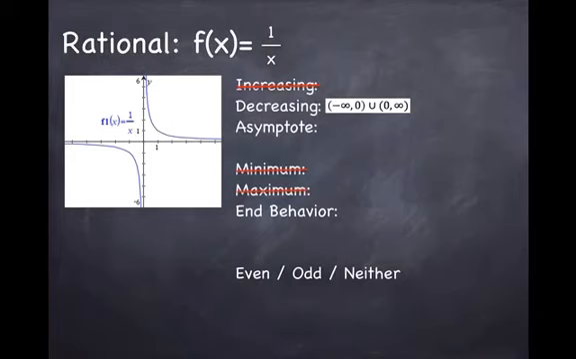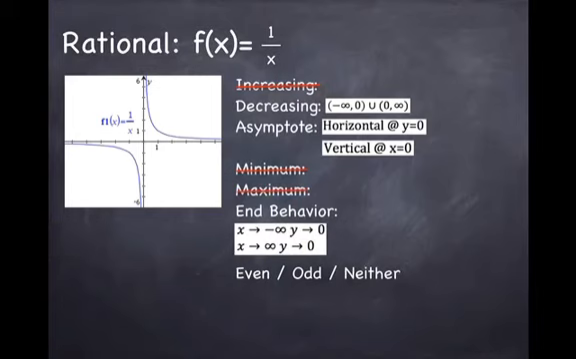So we're not increasing at any point, but we do have two asymptotes. And here they are. Notice our horizontal asymptote is at y equals 0 and our vertical asymptote is at x equals 0. Okay. Let's look at the end behavior. You should be very familiar with this. Notice both end behaviors are when your y is always approaching 0. It's not going to approach negative or positive infinity.